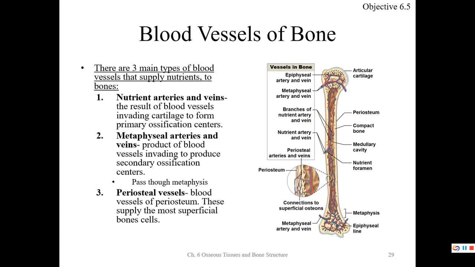Now, when the primary ossification centers form, we had an artery and vein that penetrated that. That is what becomes the nutrient arteries and veins. They result from the blood vessels that form the primary ossification centers. Then there's metaphyseal arteries and veins. Those were formed when blood vessels penetrated to form the secondary ossification centers. Then there are the blood vessels of the periosteum called periosteal vessels. These are blood vessels that supply the most superficial bone cells.